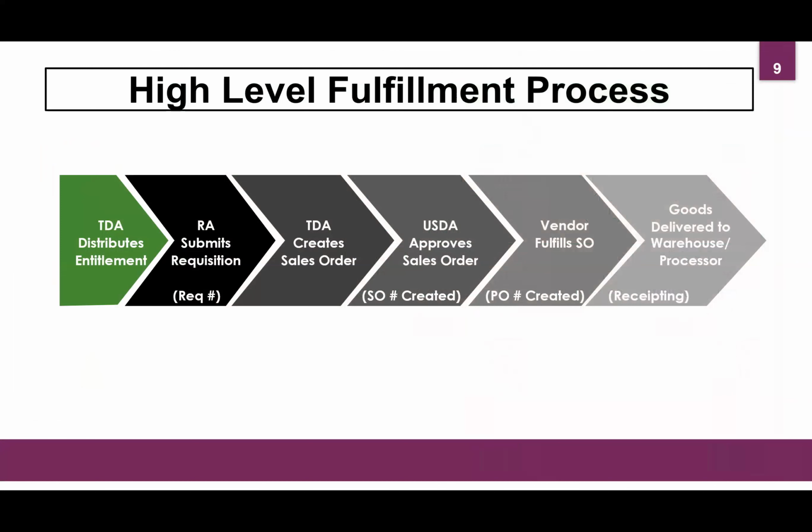Okay, so the high level of fulfillment process. This is the process that your USDA foods goes through. Today, we'll only focus on this first, the green one, so the TDA, how they distribute entitlement. And you can see there are many different steps, but we'll get into that as we dive deeper into training throughout the next few weeks.